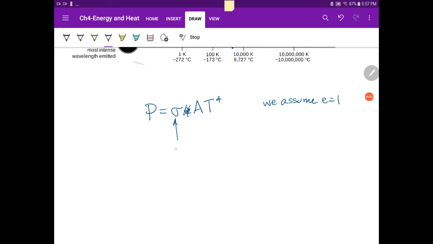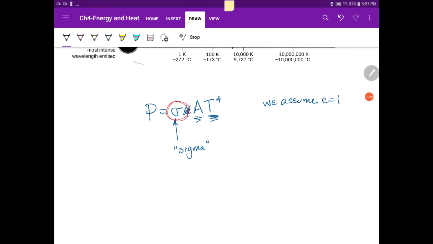This letter here is called sigma in the Greek alphabet, and it's a constant. In all of these equations that we discover in physics, we tend to find the trend that the power is proportional to the surface area of the object, and the power is proportional to the temperature raised to the 4th power, but it's not exactly equal, so we create what I call fudge factors. They're really called physical fundamental constants. It's just a proportionality constant so that the right-hand side equals the power.